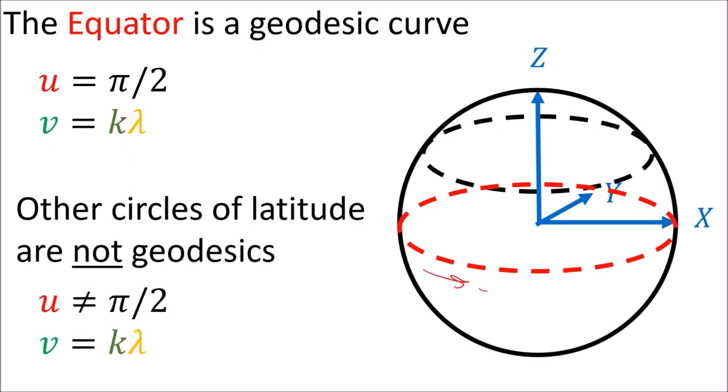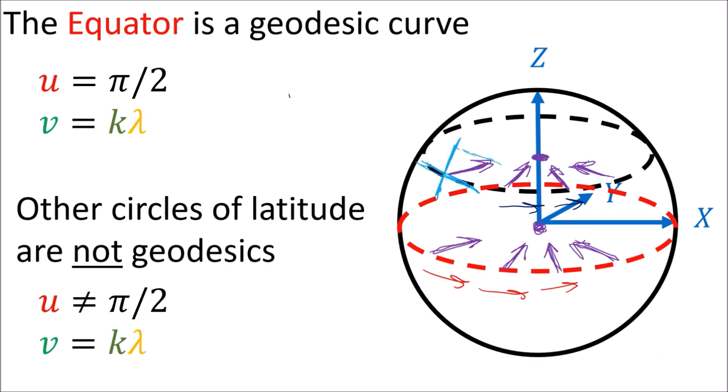And that makes sense, since if we travel around the equator, our acceleration vector points directly inward towards the center of the circle, which is also the center of the sphere. You could think of it as like the center of the Earth. So the acceleration vector is pointing completely normal to the surface. But if we travel around another circle of latitude, our acceleration vector is pointing towards the center of the circle, which is not the center of the sphere. So we end up with a tangential component as well as a normal component for the acceleration vector.